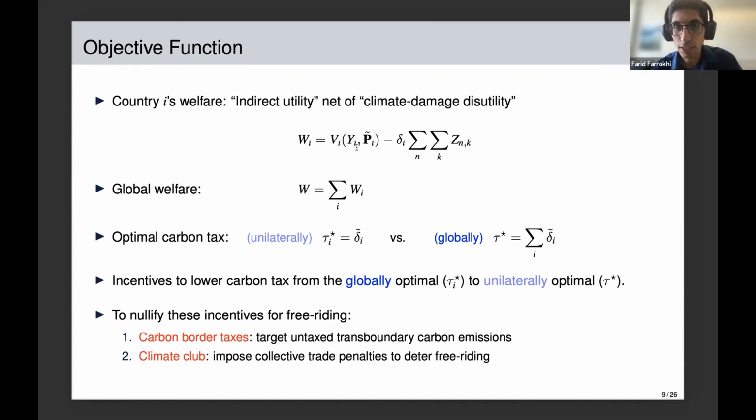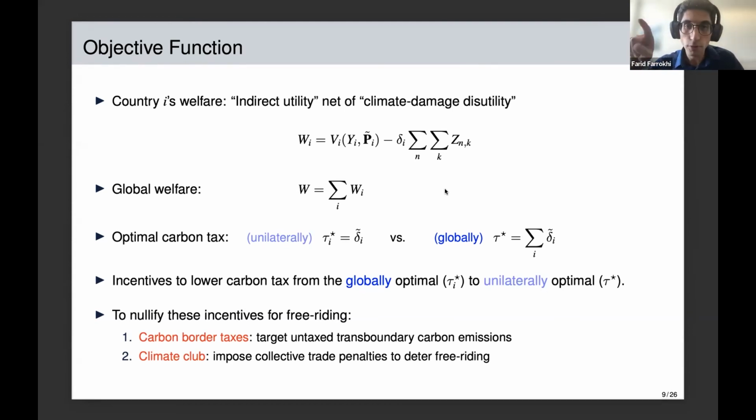The first one is the indirect utility from consumption, and this is income of country I, and this P tilde I is the vector of consumer prices in country I, including what you import. And this delta I is the utility from a unit of CO2 emission. What matters here is that CO2 externality is a global externality, and Z here is CO2 emission from country N, industry K, but the externality should take into account that this is the sum of CO2 emissions from all countries and all industries. So this is country I's welfare.